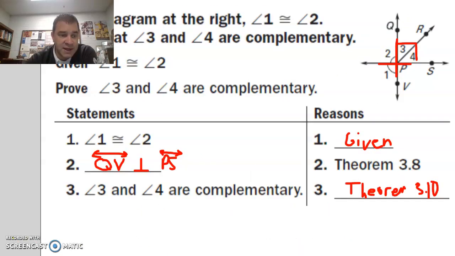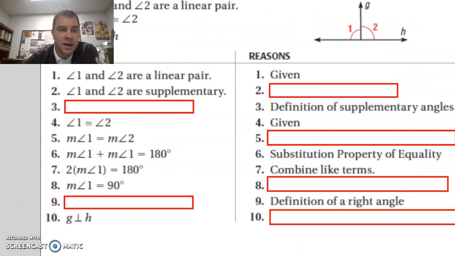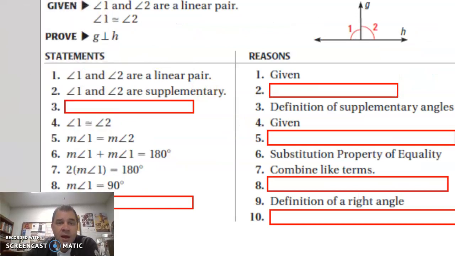One more proof to test out here. Here's what it looks like. We've got 1 and 2 that are a linear pair, and we know that 1 and 2 are congruent. So we're trying to prove that G and H are perpendicular. This is really a proof of Theorem 3.8. Okay, so let's prove that Theorem 3.8 is correct, and we can use it all the time.